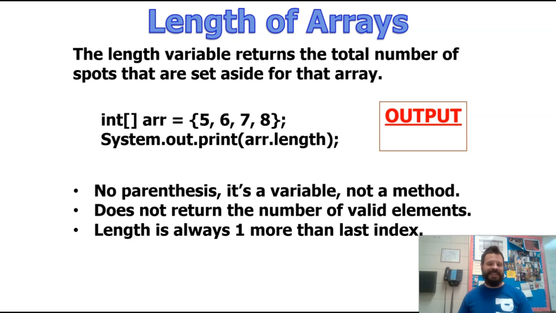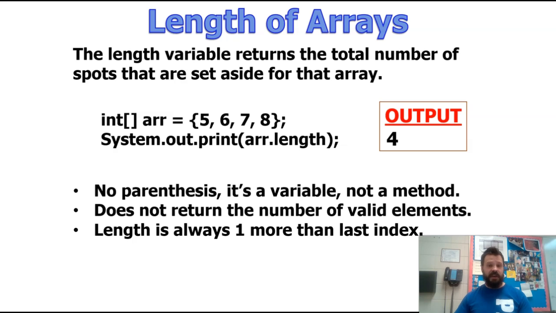Next up, we'll talk about one of the key properties we're going to want to be able to access for our arrays, which is the length. The length variable returns the total number of spots that are set aside for that array. So if I run the code int array r gets this list 5, 6, 7, 8, it holds 4 values, or has space to hold 4 values. So when I print off r.length, we should get that 4 for the 4 spaces in the array.